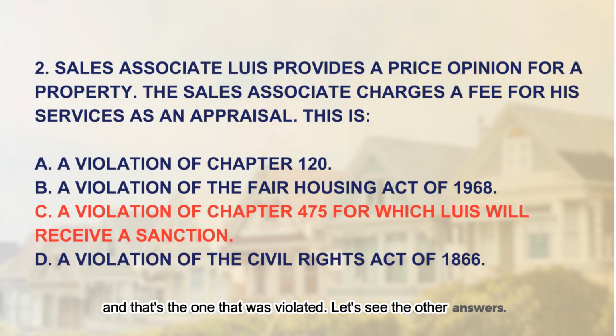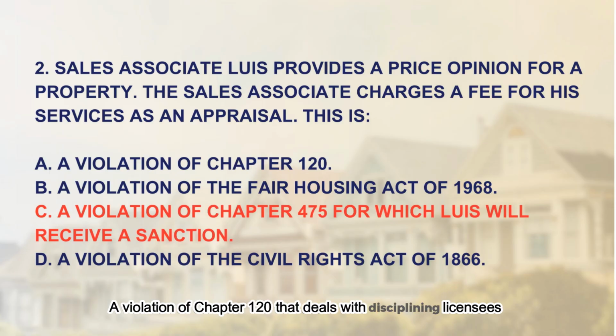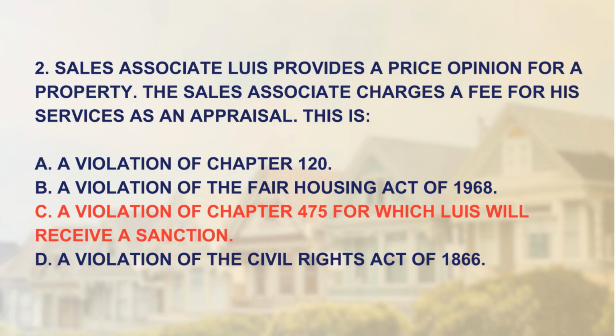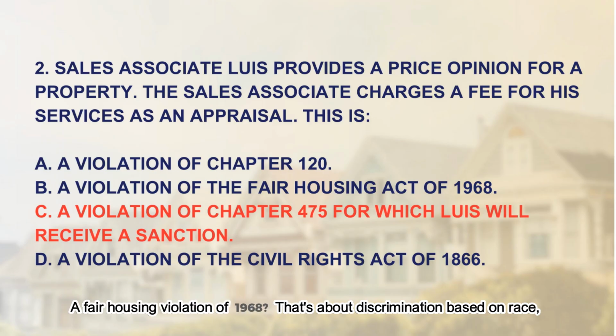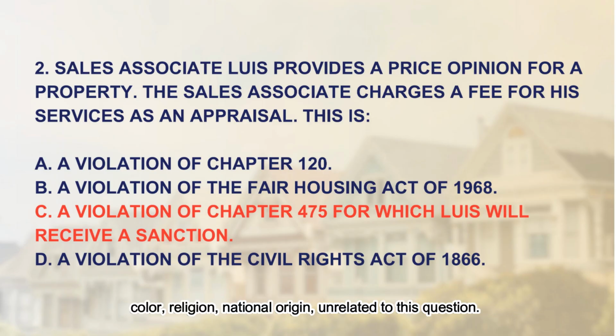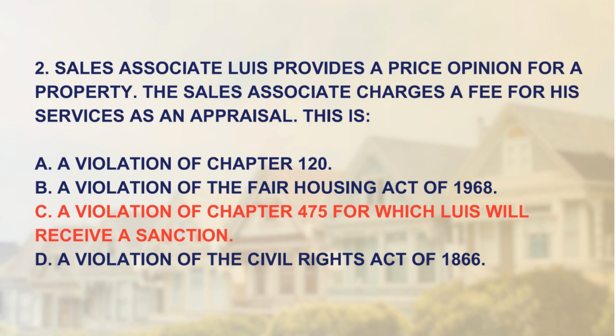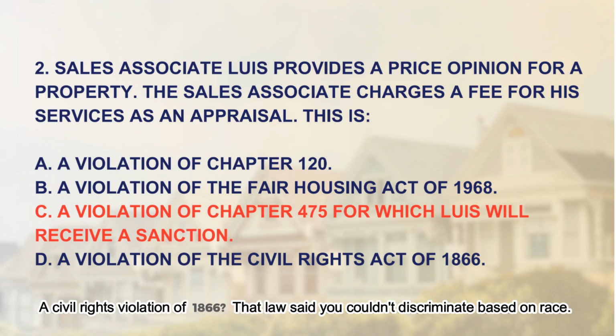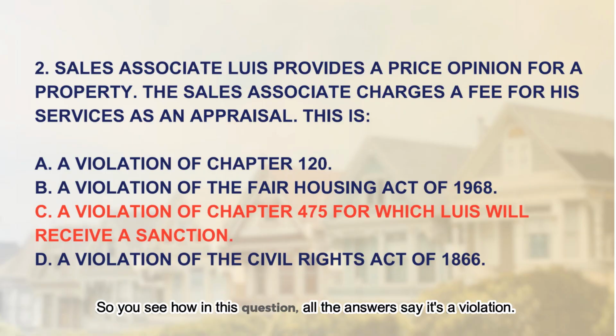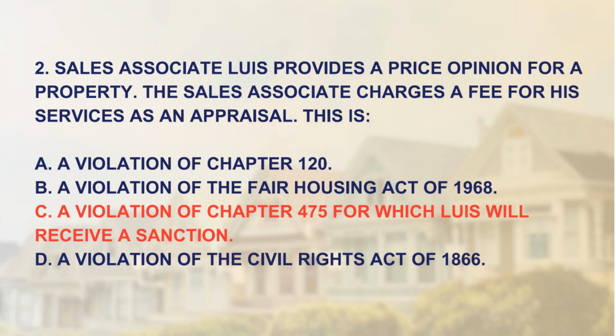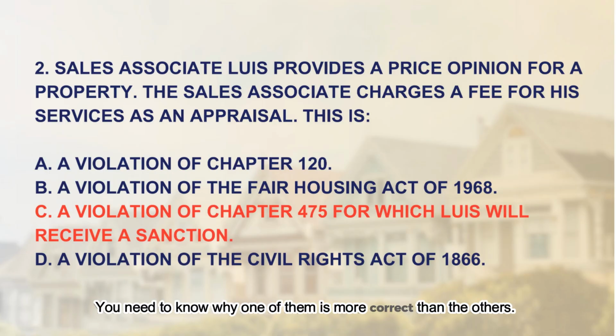Let's see the other answers. A violation of Chapter 120 deals with disciplining licensees when they make mistakes in their professional practice. A fair housing violation of 1968 is about discrimination based on race, color, religion, national origin, unrelated to this question. A civil rights violation of 1866, that law said you couldn't discriminate based on race. So you see how in this question, all the answers say it's a violation. You need to know why one of them is more correct than the others.